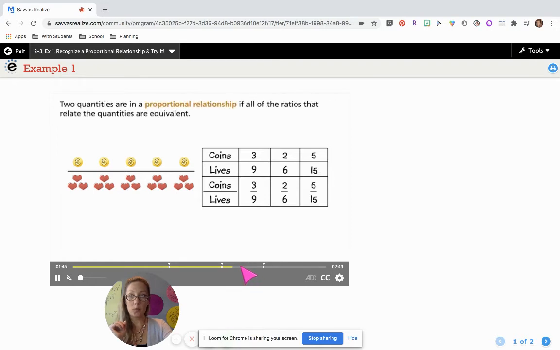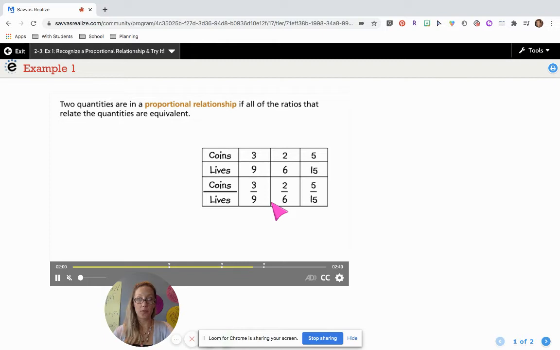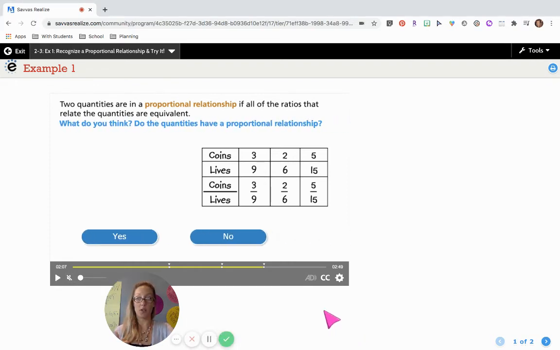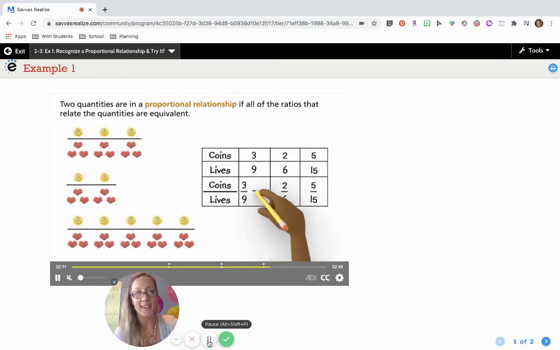As we are moving along with this, we can tell that it's proportional because all of our ratios are equivalent. They all simplify to 1/3. Therefore, they are equivalent, they're the same. Select your answer. So what do you think? Do these quantities have a proportional relationship? Yes, they do. These are equivalent. It is a proportional relationship, and I can see that in our table because they all reduce to that 1/3.